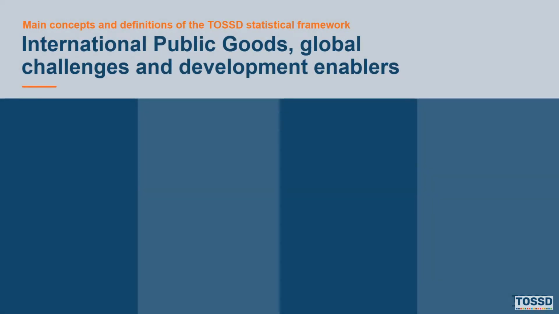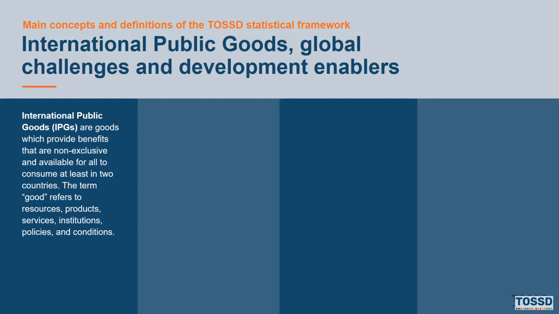How are the terms international public goods, global challenges, and development enablers defined? International public goods are goods which provide benefits that are non-exclusive and available for all to consume in at least two countries. The term good refers to resources, products, services, institutions, policies, and conditions. International public goods include both regional public goods and global public goods.